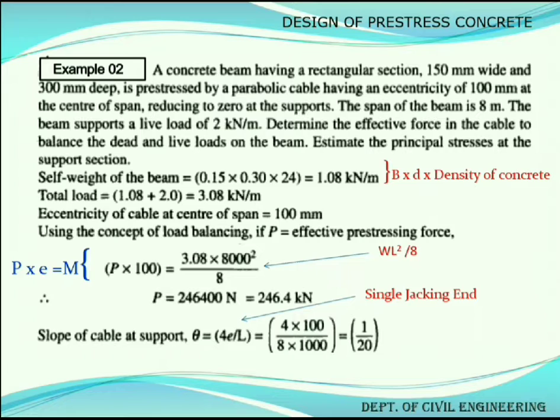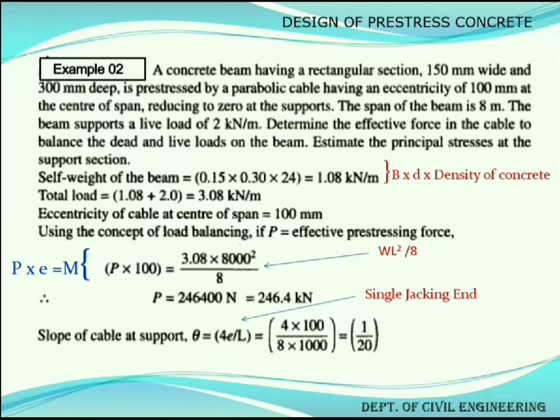The first example for the day: we have a rectangular section of size 150 by 300 which is pre-stressed by a parabolic cable having an eccentricity of 100 mm. The eccentricity reduces to 0 at the supports. The span is 8 meters. The beam supports a live load of 2 kN per meter, that is, the UDL is 2 kN per meter.